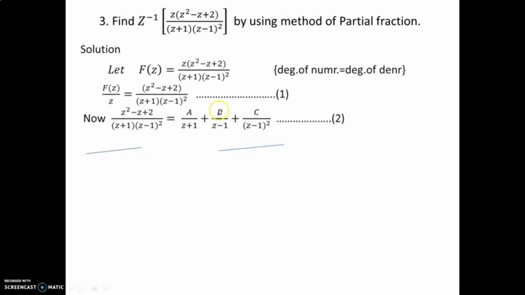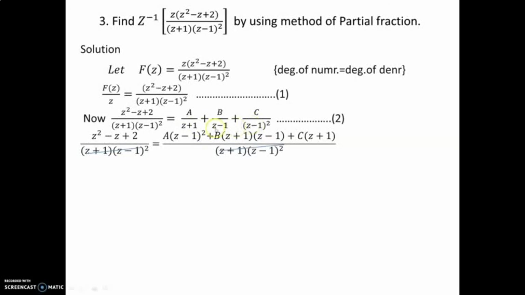Next, to find the values of the arbitrary constants A, B, C. Taking LCM on the right hand side, z plus 1, z minus 1, z minus 1 the whole squared can be written as z plus 1 into z minus 1 the whole squared. So A into z minus 1 the whole squared plus B into z plus 1 into z minus 1 plus C into z plus 1. On both sides, the denominators are equal, so cancelling them, we get z squared minus z plus 2 equal to A into z minus 1 the whole squared plus B into z plus 1 into z minus 1 plus C into z plus 1.